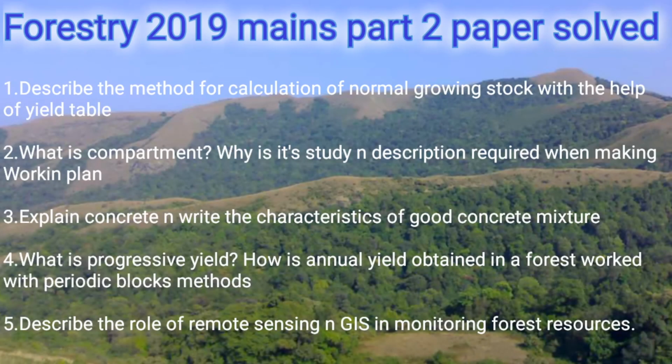Coming to the fifth question, describe the role of remote sensing and GIS in monitoring forest resources. See the applications of remote sensing. The first one, topographical mapping. Second one, geology. Third one, soil mapping. Fourth one, forestry applications. Fifth one, terrain evaluation. Sixth one, land use or land cover mapping. Seventh one, agricultural applications. Eighth one, water resource applications. Ninth one, environmental studies or flood damage studies. We'll go through each one of them.